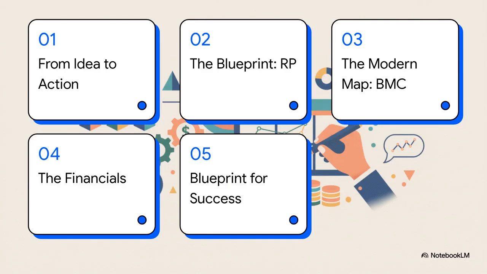Okay, so here's what we've got on tap. We're going to start right at the beginning with that spark of an idea and see how to turn it into action. Then we'll look at the traditional business plan, the classic blueprint. After that, we'll check out the more modern map, the business model canvas. Then we'll dive deep into the financials, super important, and finally, wrap it all up with how to create your own blueprint for success.